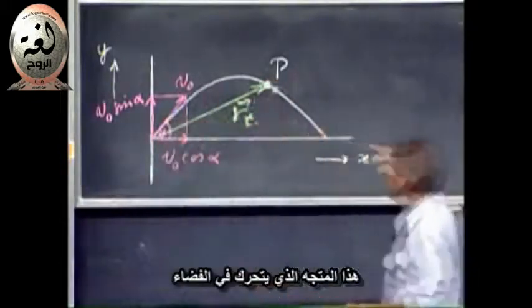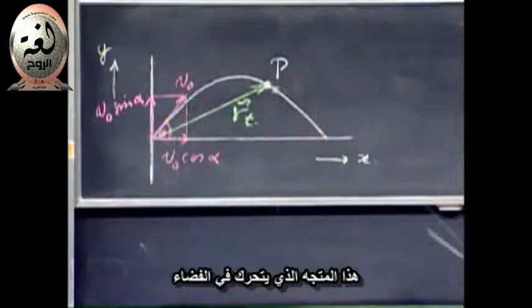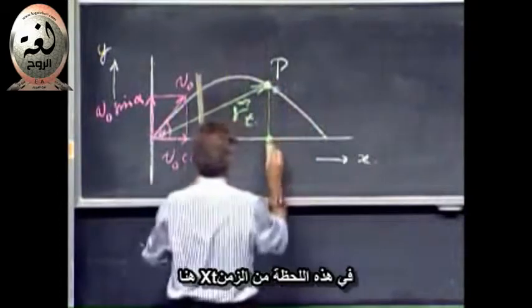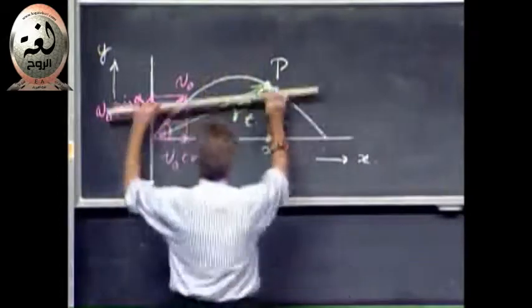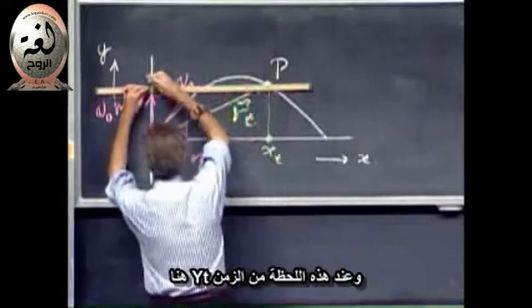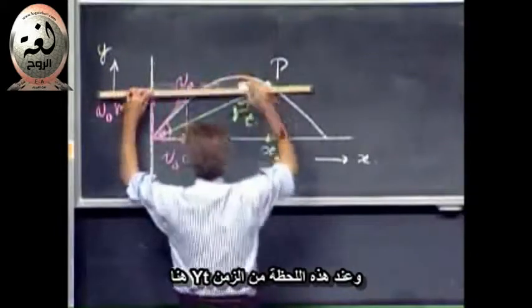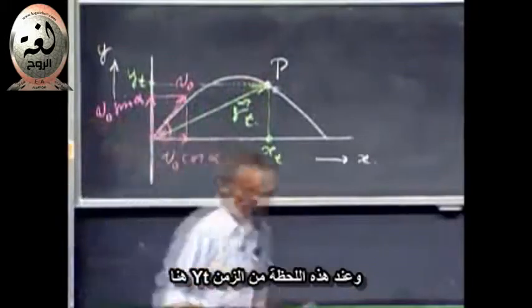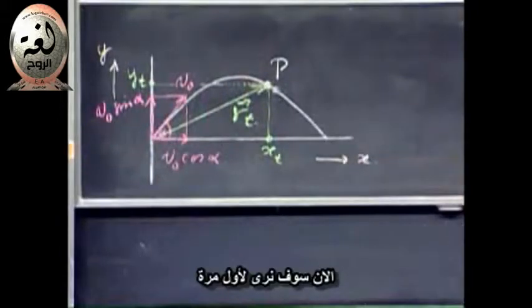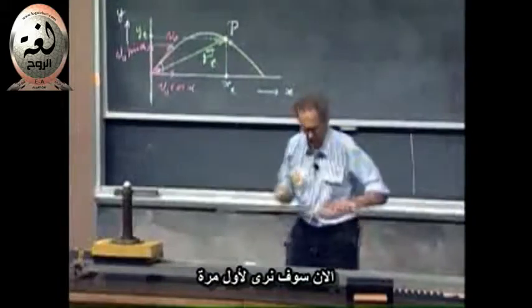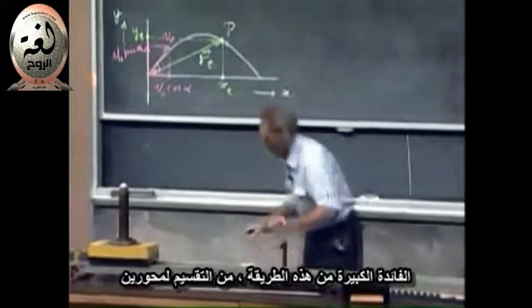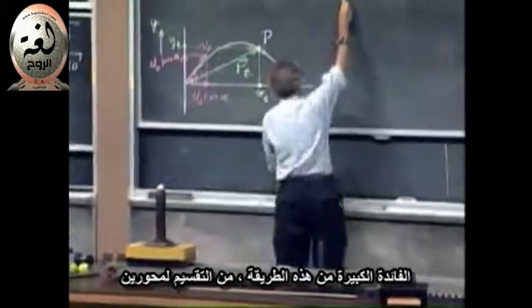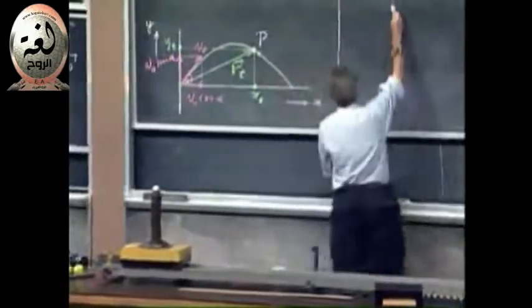That's the vector that is moving through space. At this moment in time, x of t is here. And at this moment in time, y of t is here. And now you're going to see, for the first time, a big gain by the way that we have divided the two axes, which live an independent life.